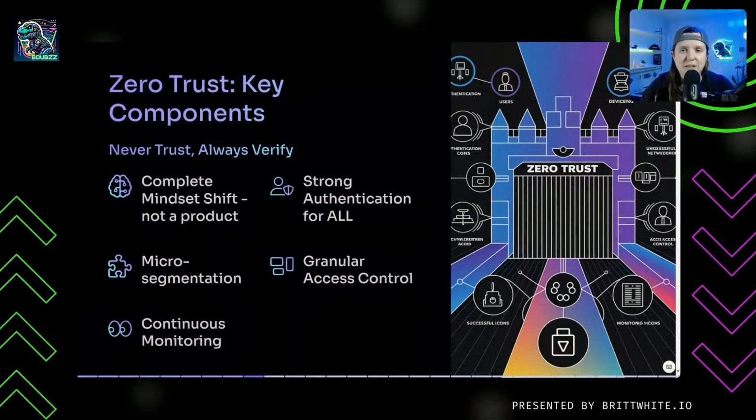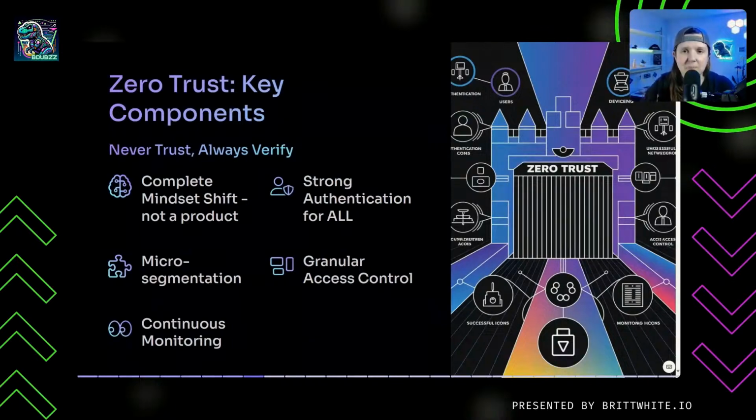So what does this really mean? First, we need strong authentication for literally everyone and everything. I'm talking about multi-factor authentication, or MFA. You know when you get that code on your phone? That's just the beginning. We also need strong passwords, solid identity management, and we need to verify every single device.